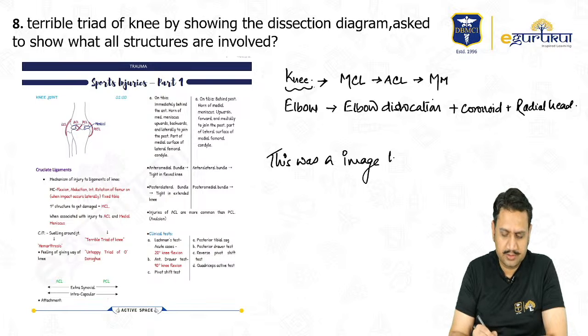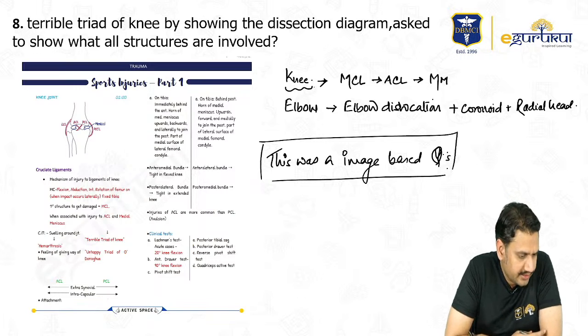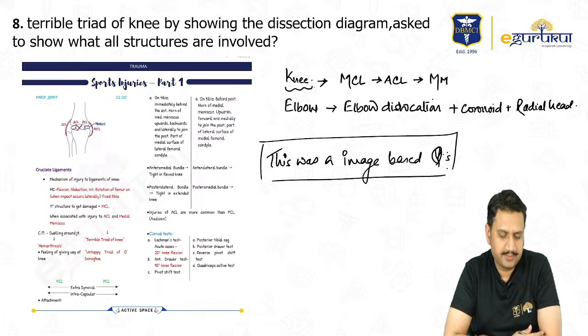In the image based question, I believe you are easily able to see that there is a dislocation going on, right? It was a clear thing. Terrible triad was a question of the morning or evening session. I can't remember properly if it was there in the morning. It was to identify in a gross section.